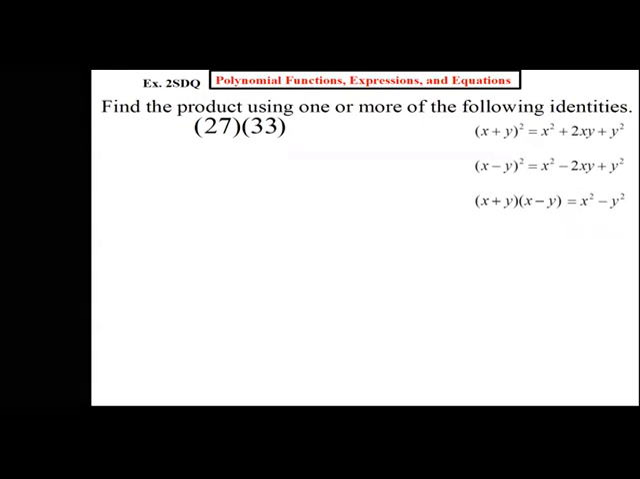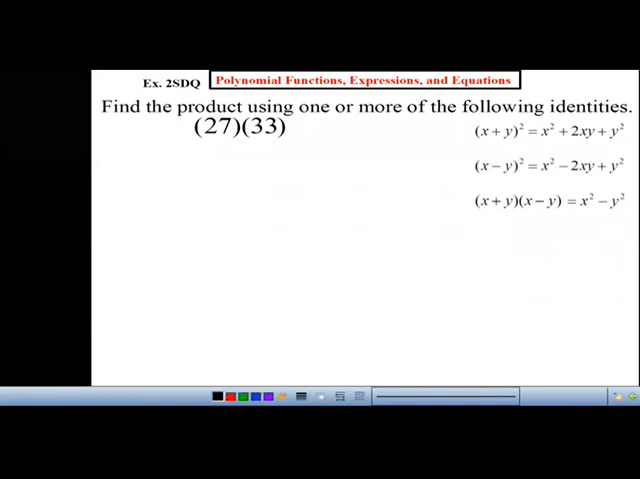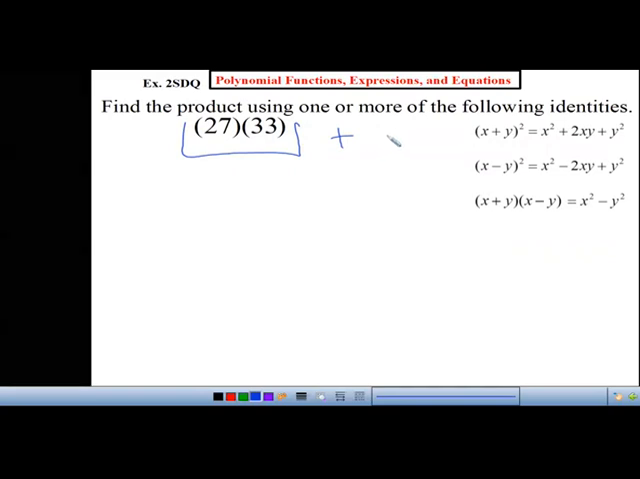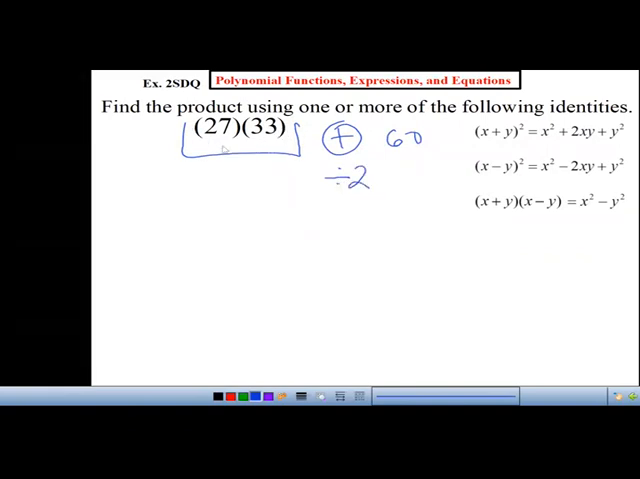Here goes a process. Pay attention or else you're going to miss it. Step 1: you add them. So what is 27 plus 33? 60. Okay. Step 2: divide by 2. Why? Because it's 2 numbers. So what is 60 divided by 2? 30. This is going to be the number that we're going to use to rewrite it to look like this.